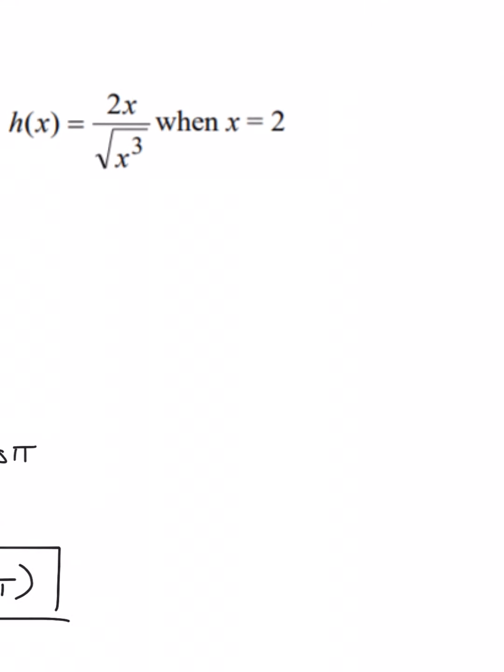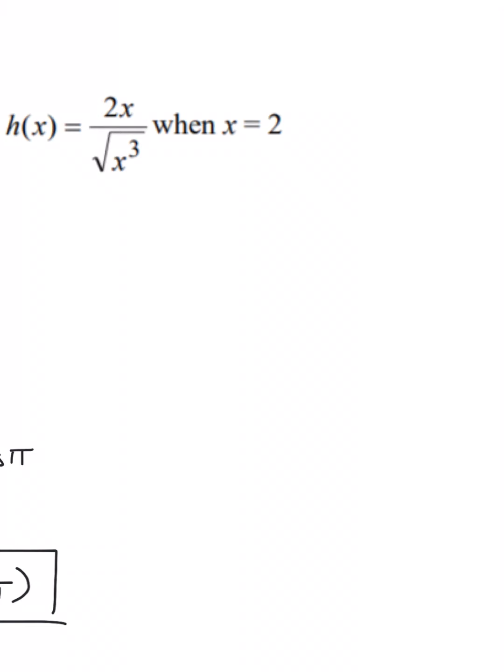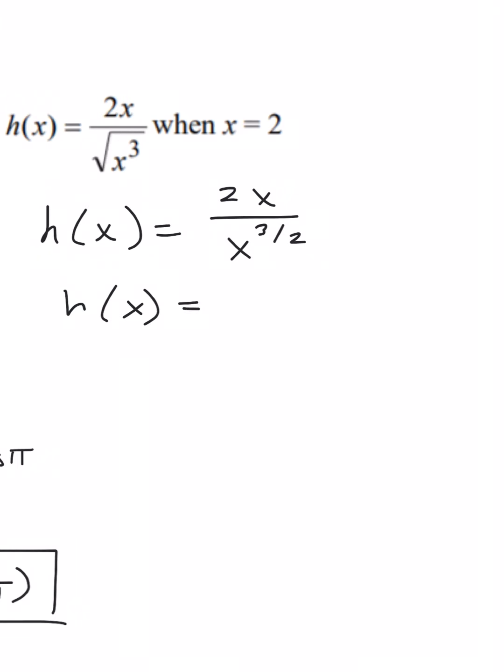Moving on to this function. First thing I need to do is rewrite this as h of x equals 2x over, I take the square root and turn it into an exponent. That's going to give me x to the 3/2 power. So h of x simplified will give me 2 over x to the 1/2.